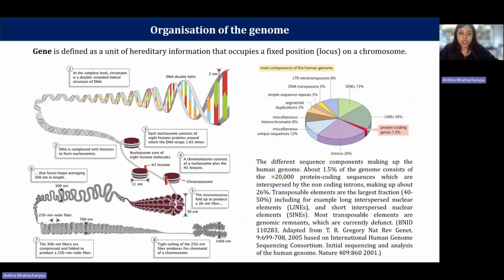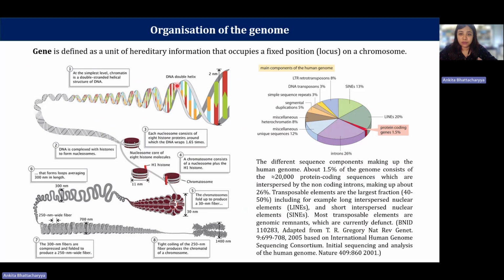Now, the definition of a gene is the unit of hereditary information that occupies a very fixed position on the chromosome. So, a definite stretch of coordinates are usually annotated as a gene because of the composition that it has, because of certain cis elements that it is usually surrounded by, which demarcates it as a gene. And yeah, so this is what chromatin pretty much looks like.